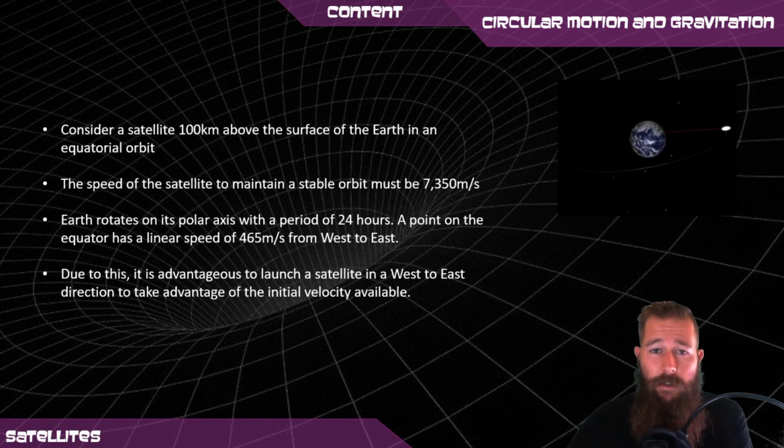If a satellite was to be launched to be in a geostationary orbit, its speed must be high to maintain the timing of this orbit. Now, Earth rotates on an axis of 24 hours, and the point on the surface of the Earth has a speed of 465 meters a second. So there's a significant speed increase from the surface of the Earth to the point being in orbit. So it's advantageous to actually launch the satellite in a west to east direction to take advantage of this 465 meter initial speed boost to get to the required velocity that's needed in the end.